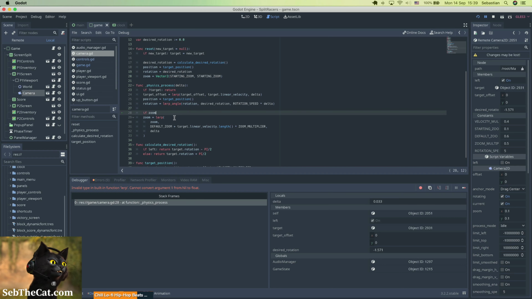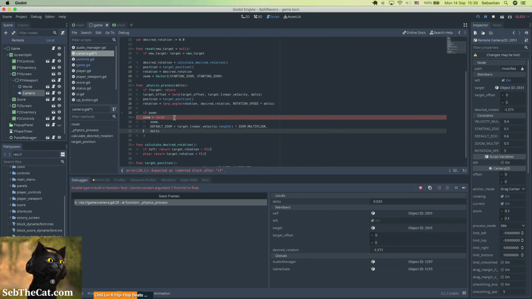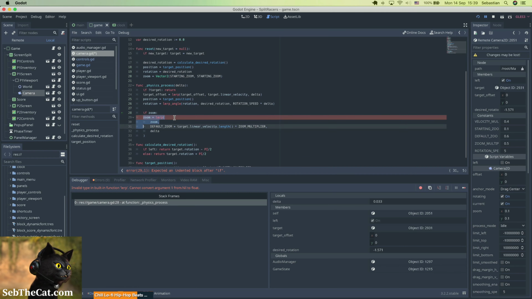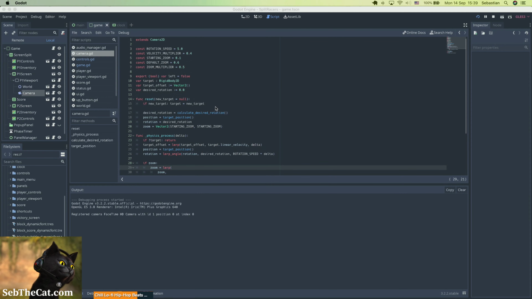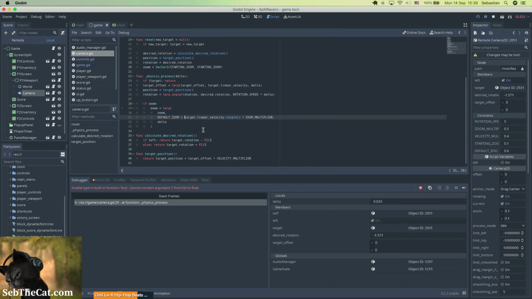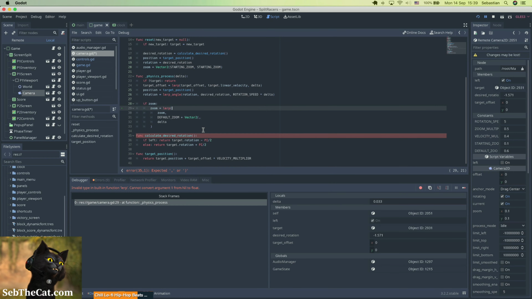I guess we could just say if zoom. Which is quite odd, really. Like, I can't imagine why a camera would ever exist without its zoom value. But alright. Or is it this one? Default zoom plus vector 2. I see, maybe this is what happened.